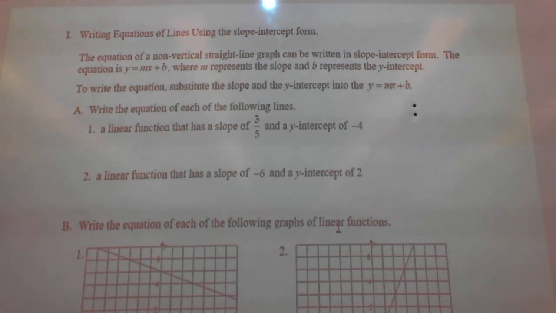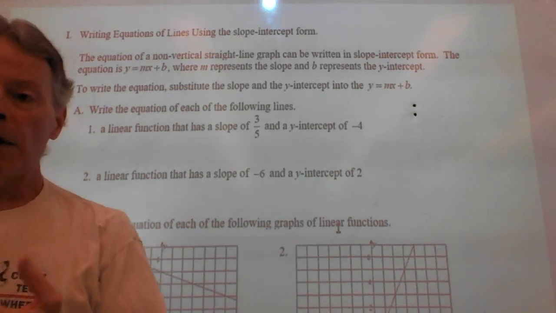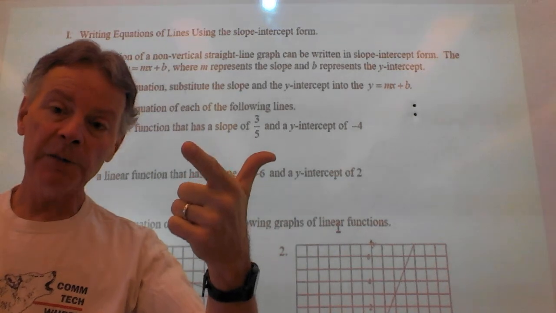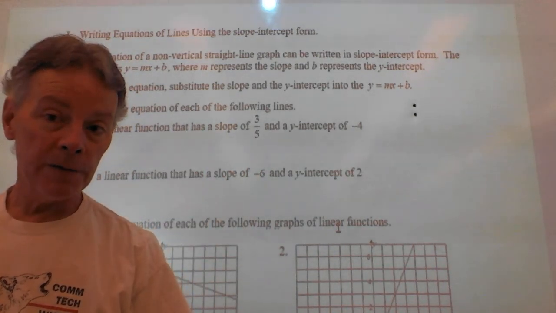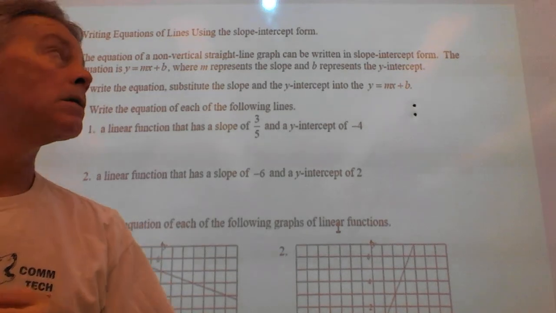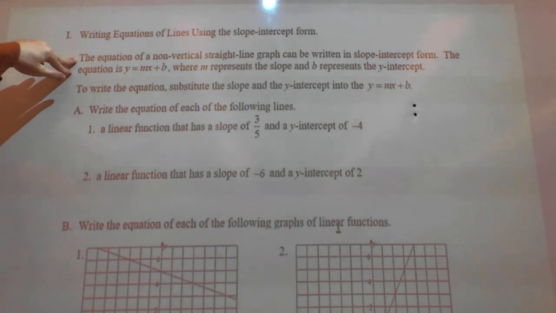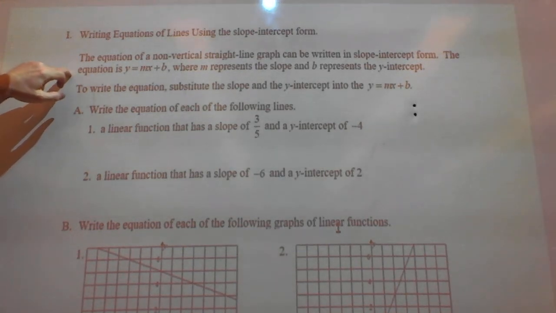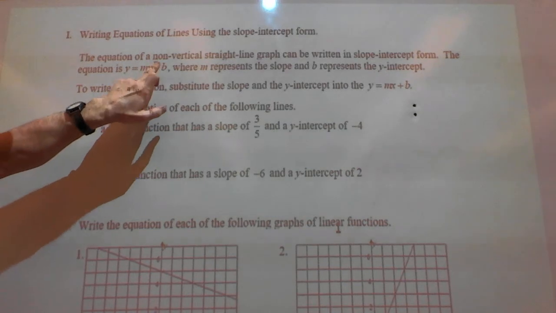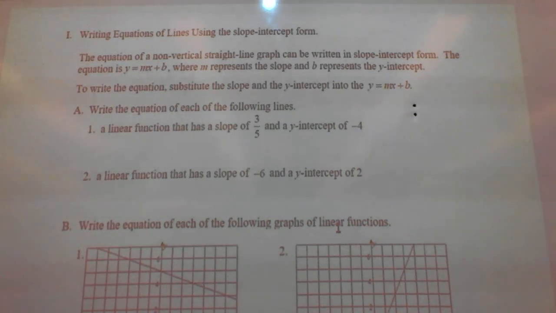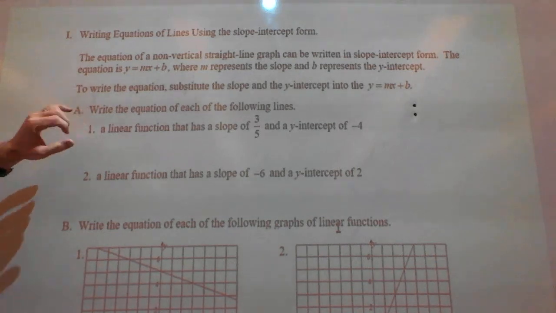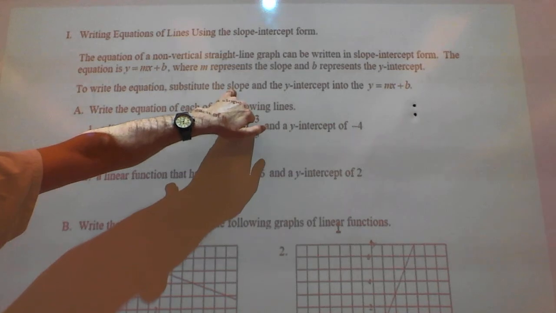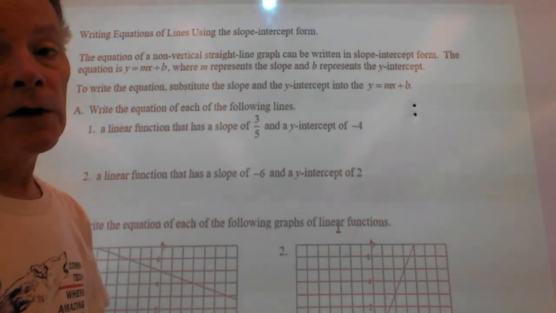So, writing equations of lines using slope-intercept form. If I give you those two important things, the slope of the line and its y-intercept, you can come up with an equation. Yes, I know you can. So the equation of a non-vertical straight line graph can be written in slope-intercept form. The equation is y equals mx plus b, where again, m is the slope and b the y-intercept. Okay? So, to write the equation, all you have to do is substitute the slope where you see m and the y-intercept where you see b.